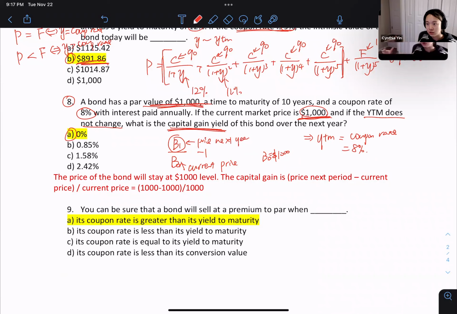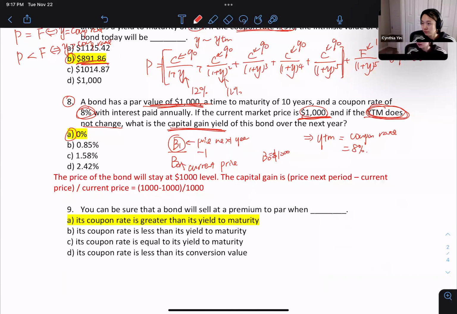Okay, now time flows. We are at the end of next year, 1 year later. If the yield to maturity doesn't change, and the coupon rate doesn't change, it's always 8%. The argument still holds. Regardless of what time you are at or how long the maturity is, as long as the yield to maturity equals the coupon rate, the price is always the same as the par value. Okay, this is the tricky part.